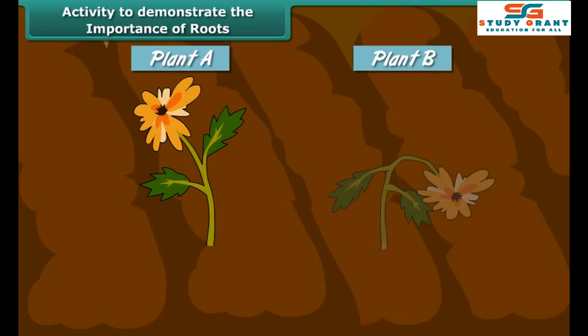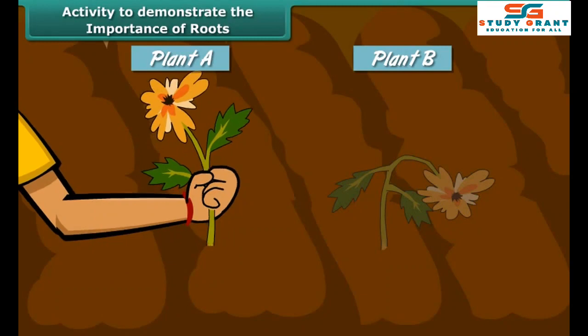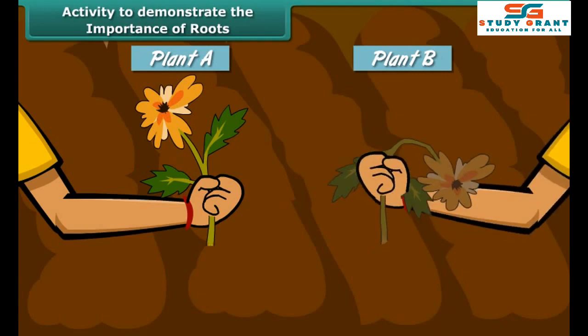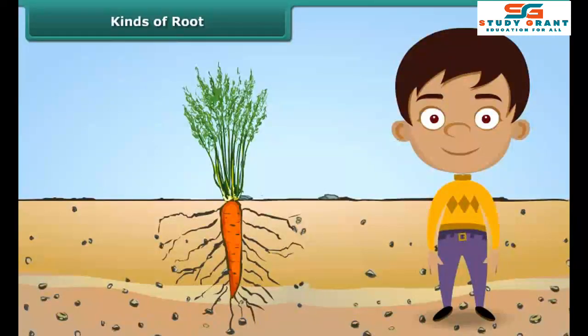Now try pulling the two plants out from the soil. Plant A is firmly attached to the soil because of its roots, so it is difficult to pull it out. However, plant B, that has no roots, comes out easily. This shows the roots anchor plants firmly in the soil.